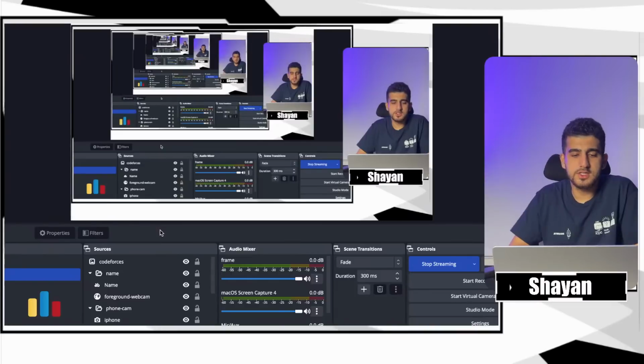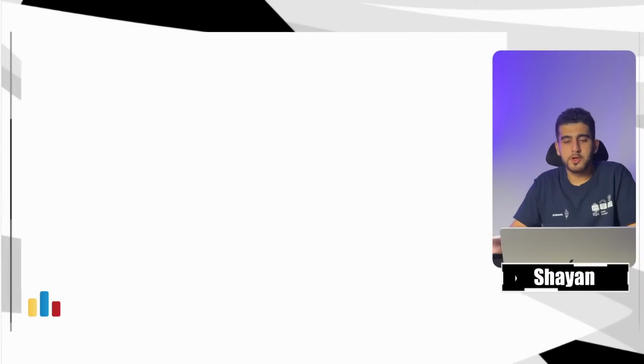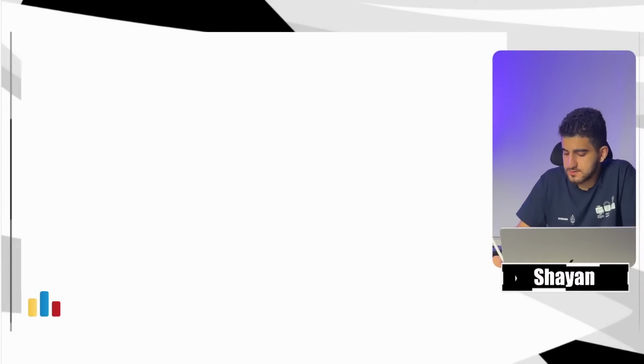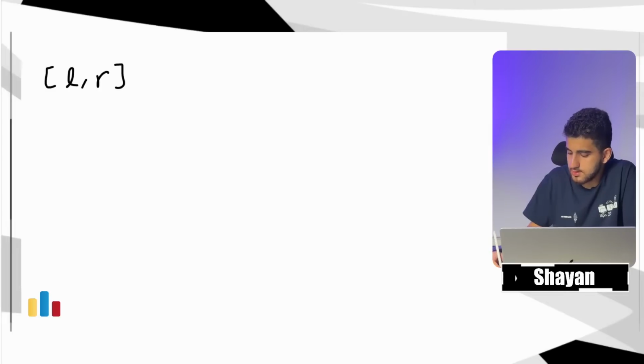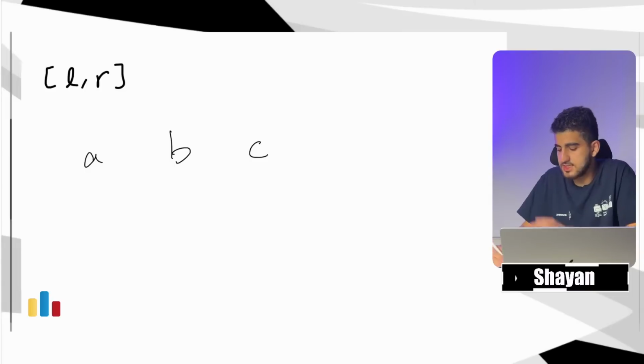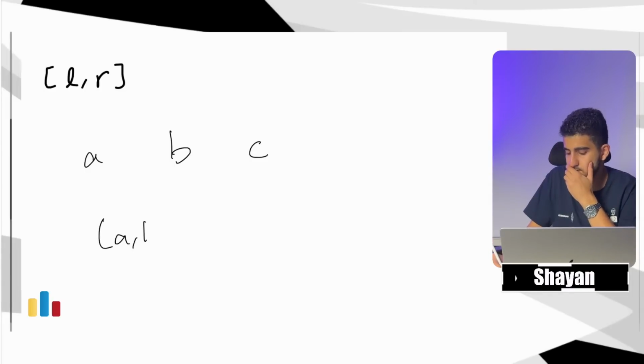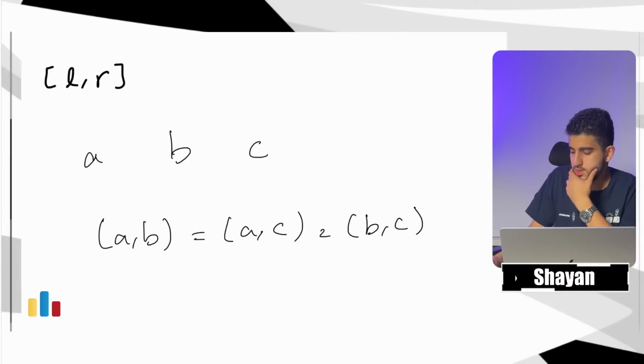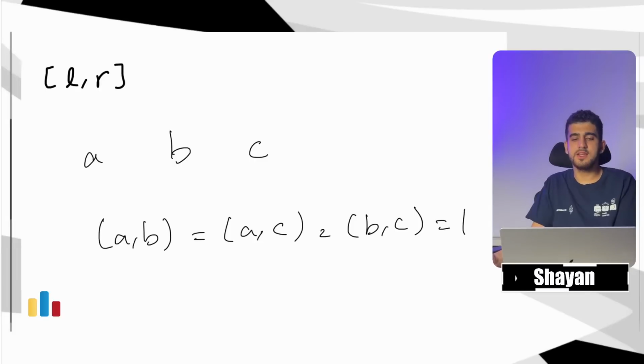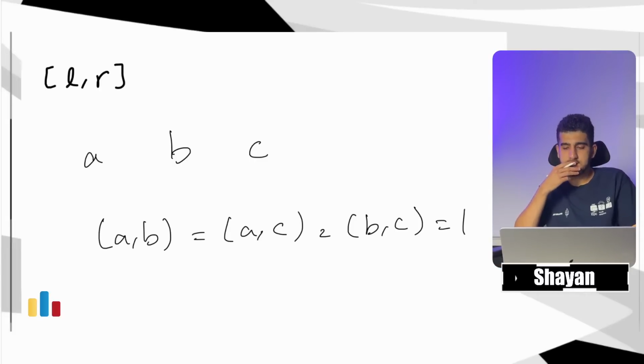So the main point in here is that you have all the integers from L to R. Each time you can pick three integers A, B, and C such that the GCD of each two of them is 1, and you can delete all of them. You have to say what is the maximum number of operations that you can do.